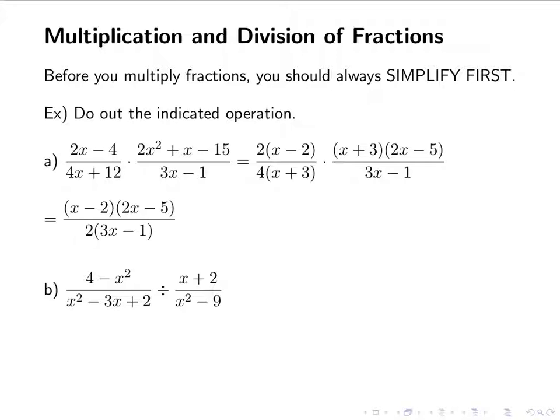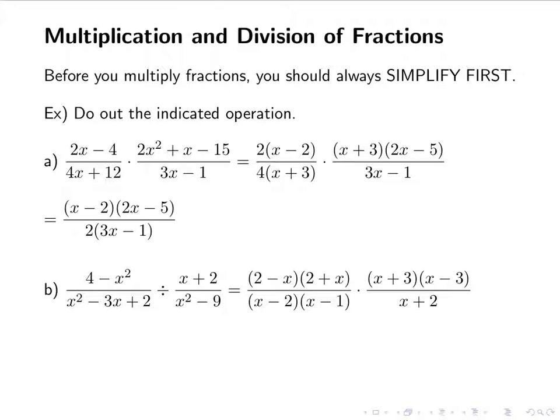4 minus x squared over x squared minus 3x plus 2, divided by x plus 2 over x squared minus 9. So remember, whenever you're dividing a fraction, you're really multiplying by the reciprocal. So when I do the factorization, I'm also going to flip the second fraction and change the division to multiplication.